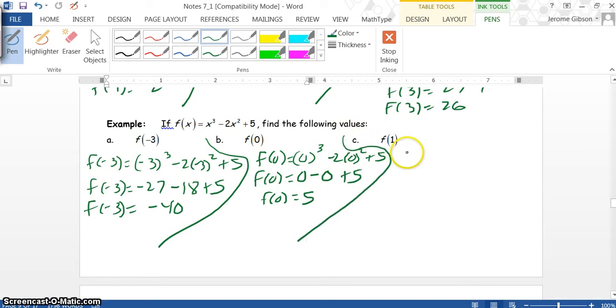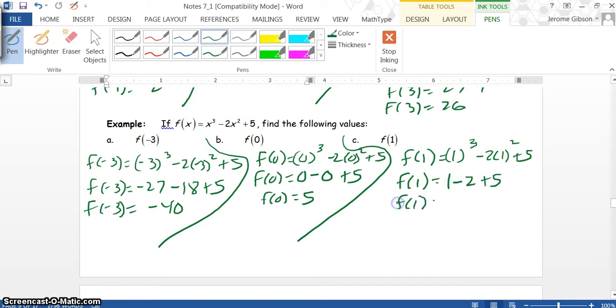Now we come to the last part. We have f of 1 is equal to 1 cubed minus 2 times 1 squared plus 5. 1 squared is 1 times negative 2 is minus 2 plus 5. So 1 minus 2 is negative 1 plus 5. So f of 1 is equal to 4.